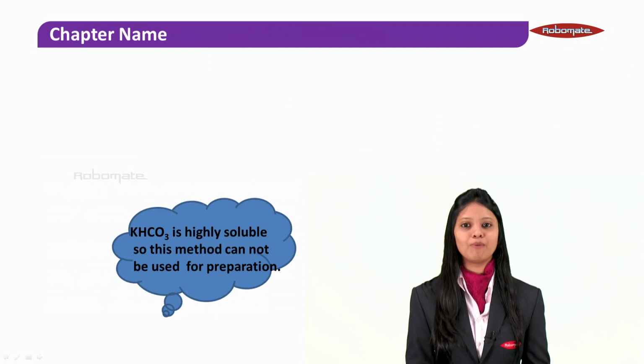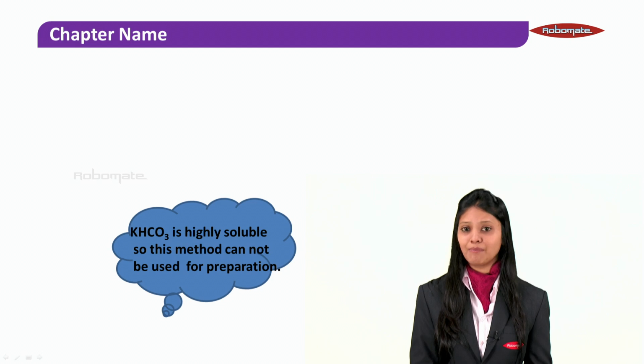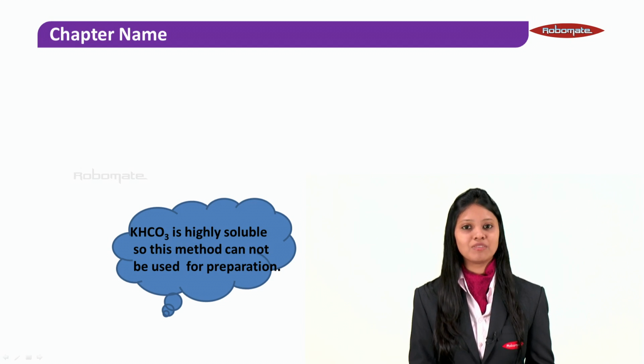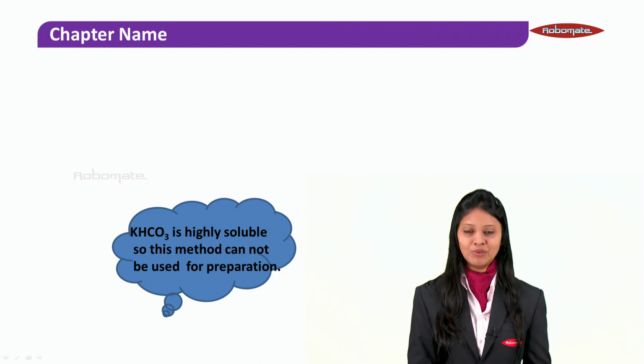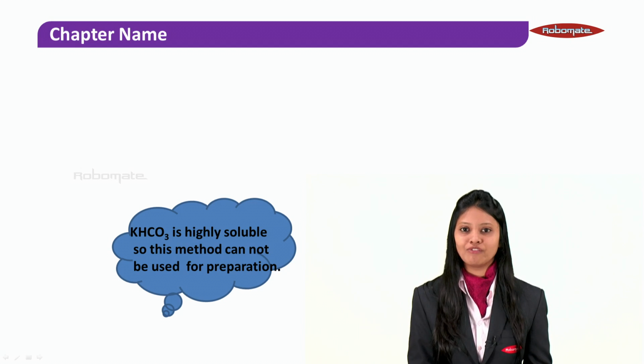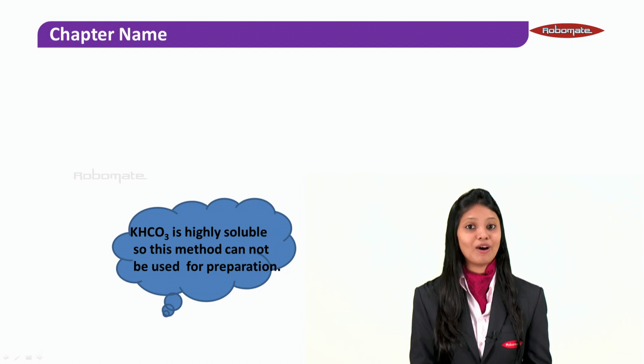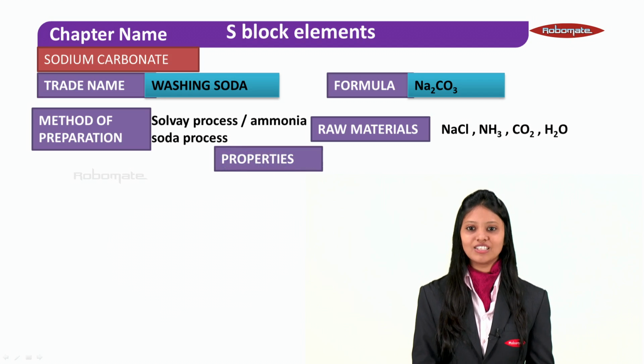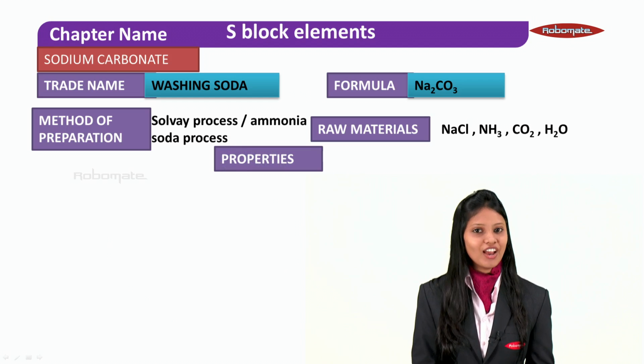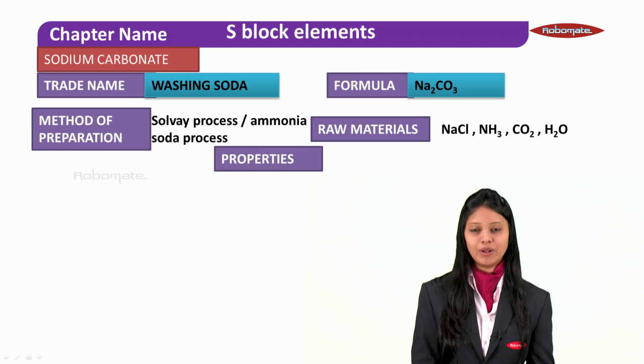But there is one very important thing. You cannot prepare potassium bicarbonate from this method. Reason being, potassium bicarbonate is highly soluble, so precipitate is not formed, and that's the reason this method cannot be used. So this was about synthesis. Now let's focus on properties. We are going to discuss properties of sodium carbonate.